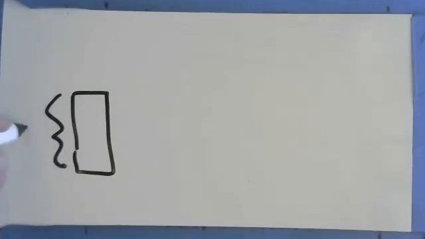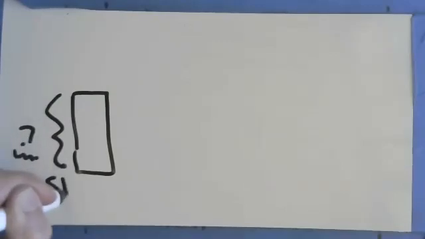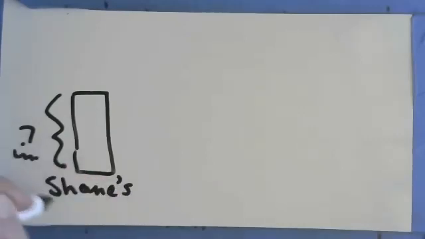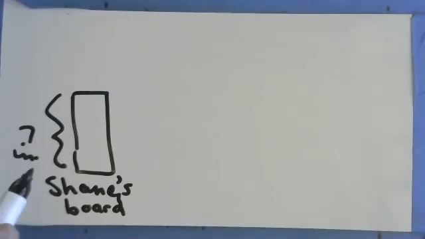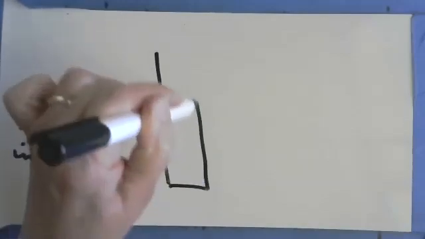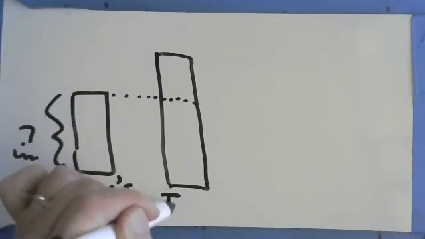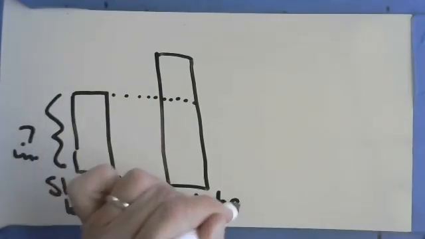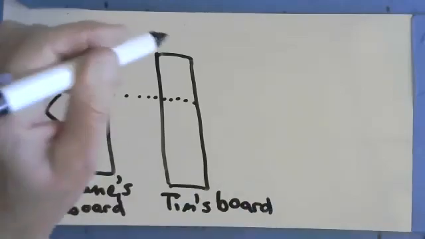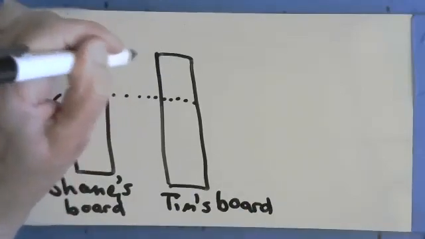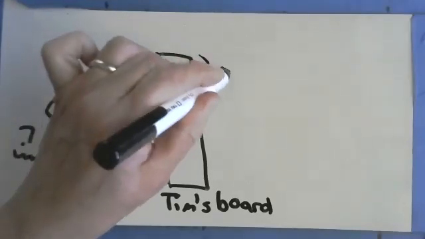For number 9, we say Shane's board is 7 inches tall. So this is 7 inches, and this is Shane's board. And it says Tim's board is 3 inches taller than Shane's. So we draw this, and we want to show that relationship. So this is Tim's board. And we know that it's taller than Shane's. We know that this distance is 3 inches.